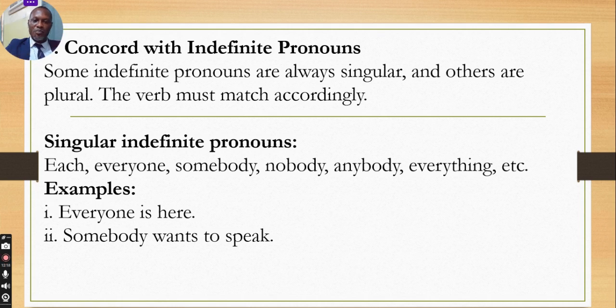Everyone, somebody, nobody, anybody, everything, etc. So these are singular indefinite pronouns. And the examples are these. Like I told you, remember that I said all of these singular indefinite pronouns must take a singular verb. Remember, a singular verb is something like "is," while the plural verb is "are."